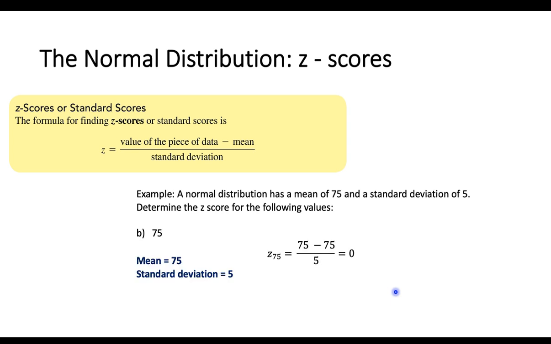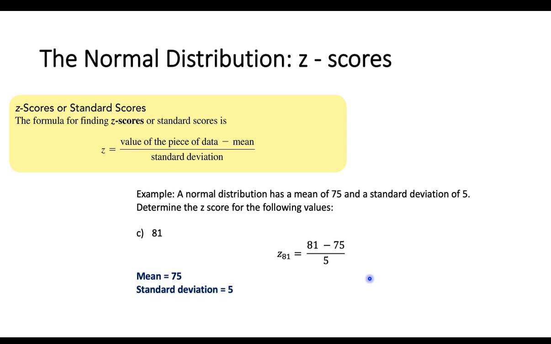For 75, it's going to be 75 minus 75 divided by 5. Well, 75 minus 75 is 0. So the z-score for 75 is 0. Doesn't that make sense? What's the mean? The mean is 75. So how far from the mean are we if we're at the mean? Well, we're nowhere from the mean. We are 0 standard deviations away.